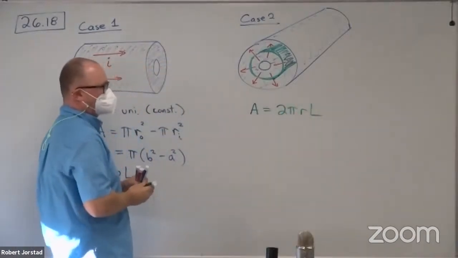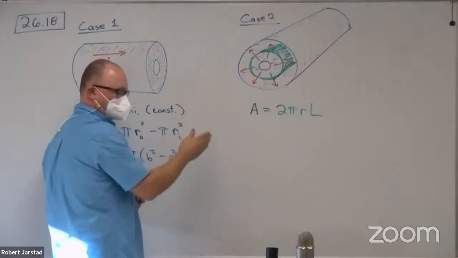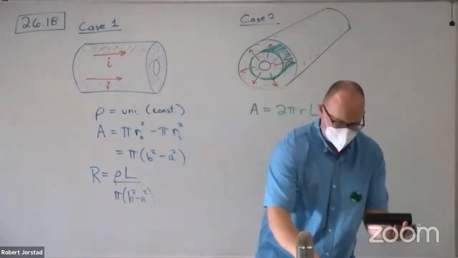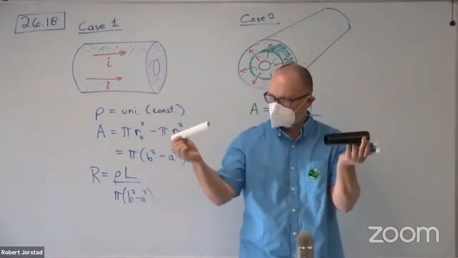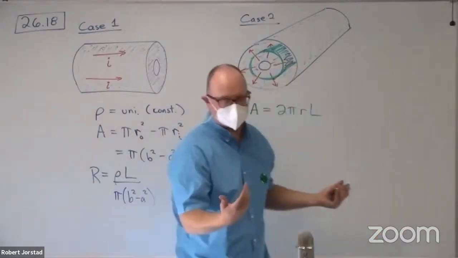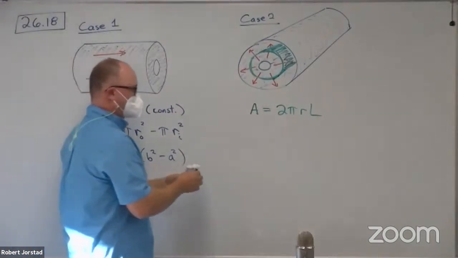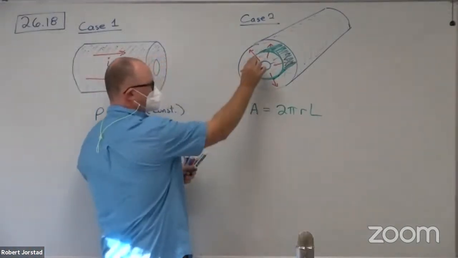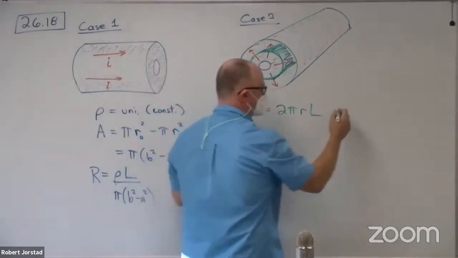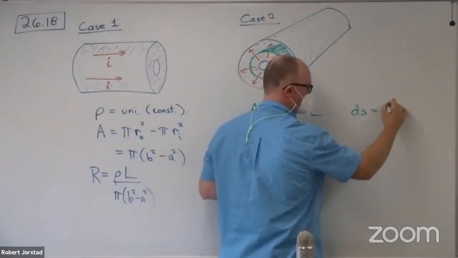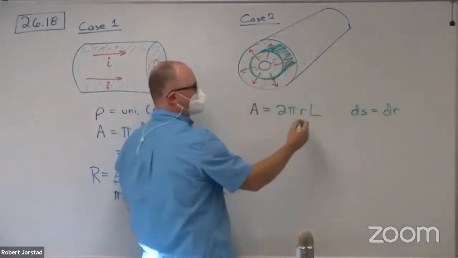That's the cross-sectional area. Is that area constant? Do these pipes have the same sidewall area? No. Do we have to use calculus? Yes, now we know why. Okay, good. So in this case, what's the thickness? ds is now dr. It's a small amount of radial thickness.